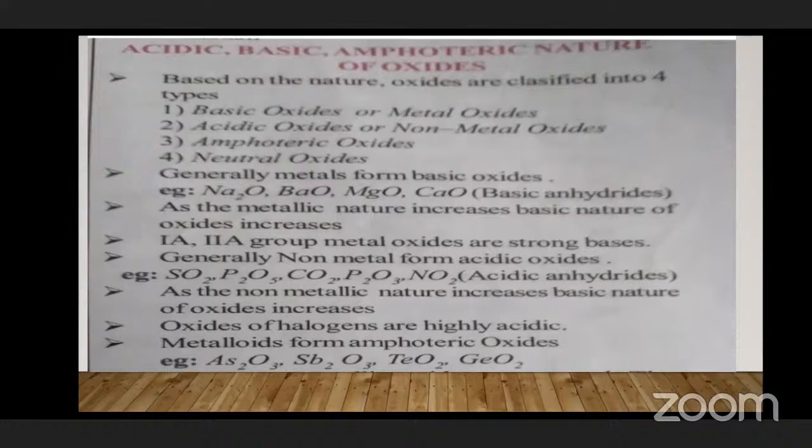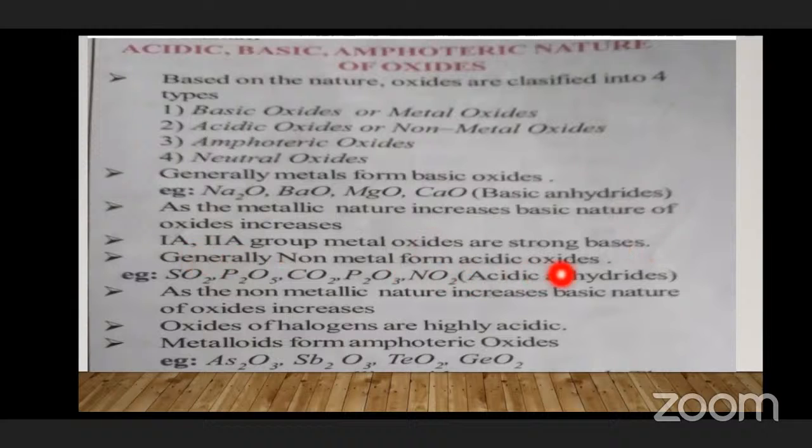See once, generally metals form basic oxides, that is Na2O, sodium is a soft metal. Barium oxide, magnesium oxide, calcium oxide. As the metallic nature increases, basic nature of oxides increases. We have discussed metallic property, non-metallic property, and how they vary in group and period. Losing of electrons and getting a positive charge is called metallic nature, and that is increasing down the group. So because of that reason, as the metallic nature increases, basic nature of oxide increases. First A, second A group metal oxides are strong bases.